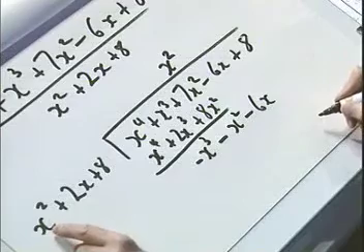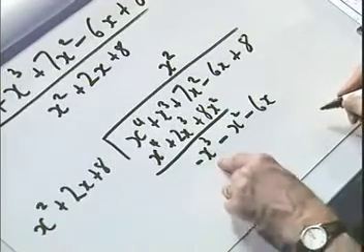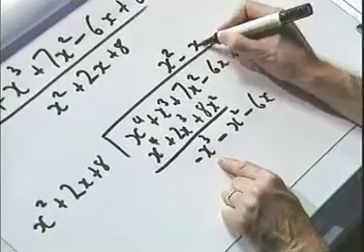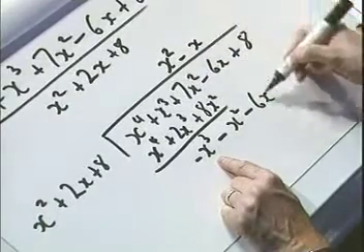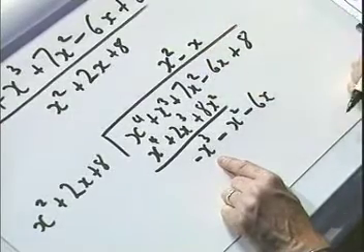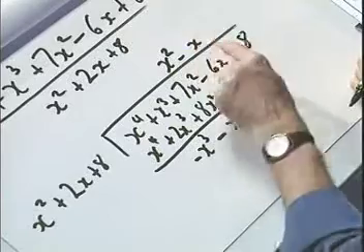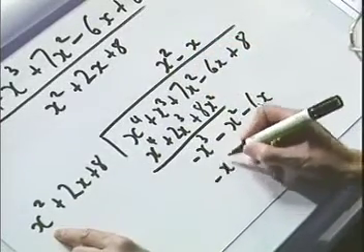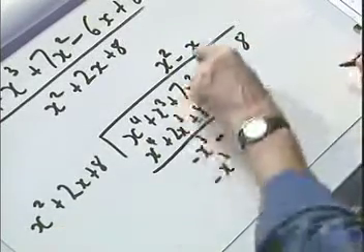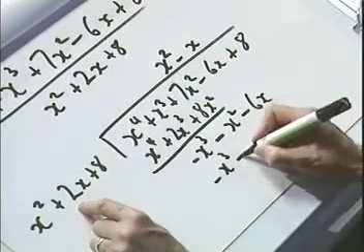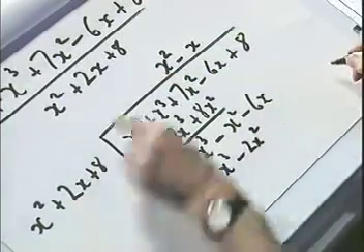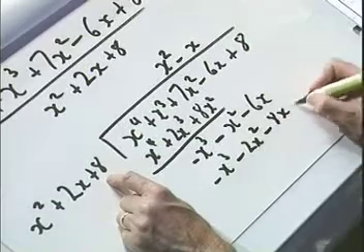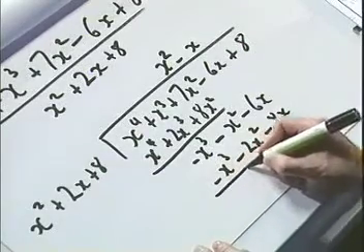Now we say, how many times does x squared go into minus x cubed? And it must be minus x. And so we write it in the x column and above the line there. Next, the multiplication. Minus x times x squared is minus x cubed. Minus x times 2x is minus 2x squared. And minus x times 8 is minus 8x.